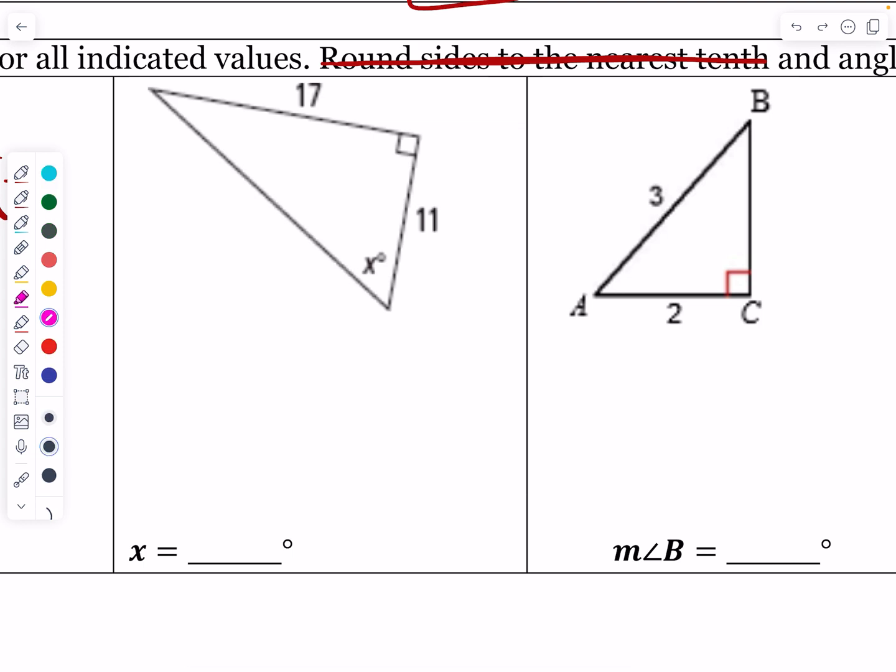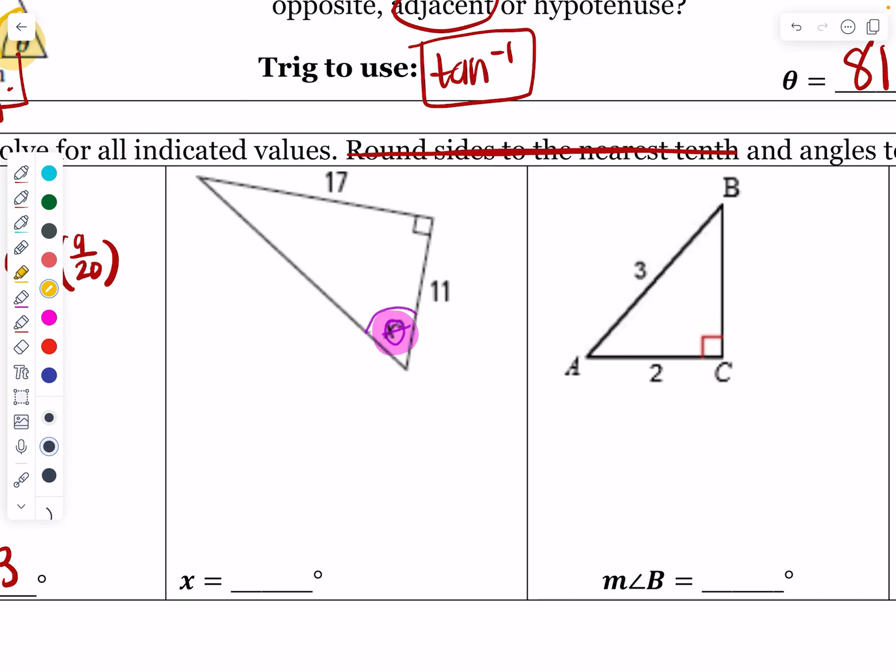Okay, again, what am I looking for here? X is an angle, and whenever that's an angle, I like to change that to a theta to remind myself, hey, I'm using inverse trig. From the angle, I have my 17 is going to be my opposite, my OPP. And then I have my 11, which is going to be my adjacent, because I do not have the hypotenuse labeled. What goes with opposite and adjacent? We know that's going to be some inverse tangent. So this angle is going to be equal to the inverse tangent of the opposite, 17, over the adjacent, 11.